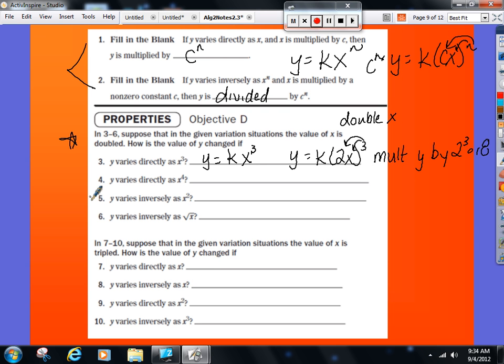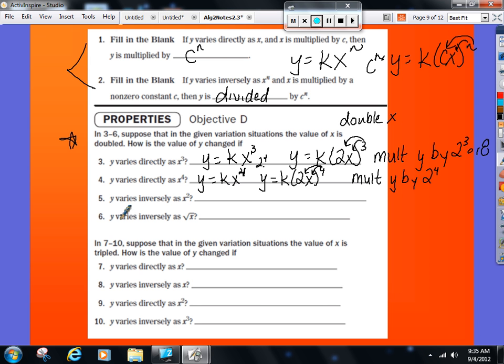Okay, how about this one? Y varies directly as x to the fourth. Y equals kx to the fourth. If I double x, now I have y equals k times 2x to the fourth. What did I actually do? I multiplied the right side of this equation by 2 to the fourth. So I need to multiply this side also by 2 to the fourth. Multiply y by 2 to the fourth.